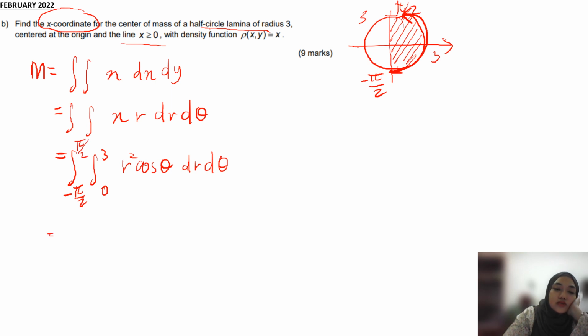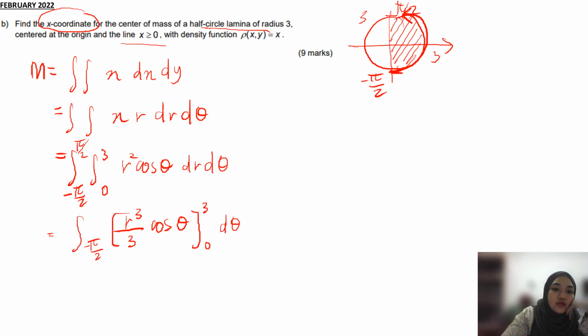So you integrate with respect to r, and you will get r cubed over 3 times cos theta, from 0 until 3, d theta, from negative pi over 2 to pi over 2. You substitute 3 cubed, 27 over 3, right, 27 over 3. Then you will get 9, so we put 9 in front.